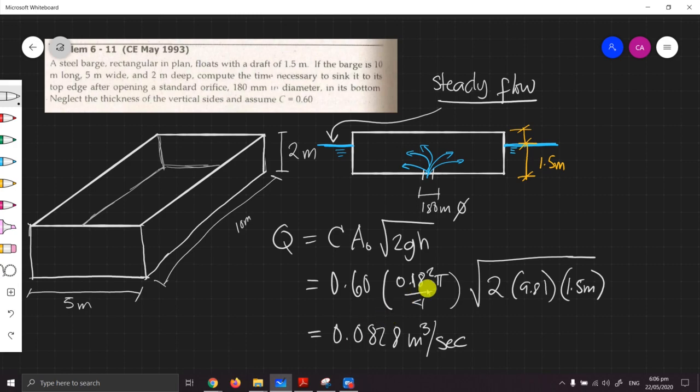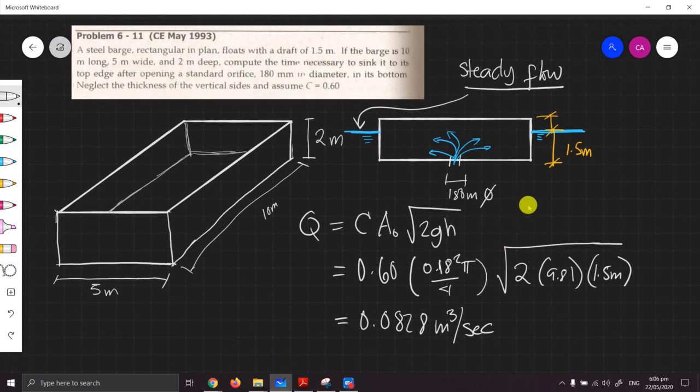The question is hindi Q, kundi gaano katagal lumubog. So, the question is ilang volume yung kailangan para lumubog siya. Okay? So, yung volume na kailangan para lumubog siya, kasi nakalubog na siya actually, so, merong 0.5 meters. Okay? So, the volume will be 10 times 5 meters. Okay? So, ito yung area na hinahanap natin. I-shade ko lang. So, ito yung level ng water. So, yung ibig sabihin ng lumubog, yung ibabaw ng barge is saktong tatama na sa level ng water, sa elevation ng water.